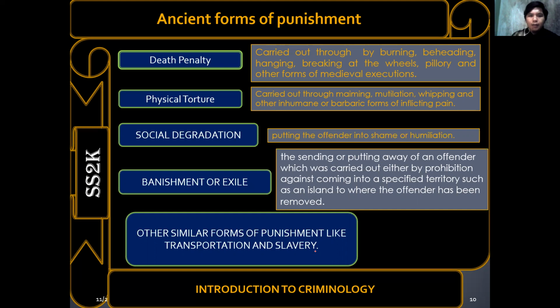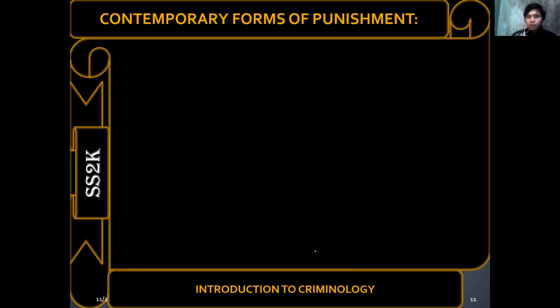They have also other forms of punishment like transportation o dadalhin sa ibang bansa or slavery. Yung nakakomit ng krimen ay magiging slave. Okay? So those are the early forms of punishment, ladies and gentlemen. Mga luma na klase ng pagpaparusa. So let us proceed doon naman sa contemporary forms of punishment. When you say contemporary, ito po yung mga modern forms of punishment na ito po ay ginagamit hanggang ngayon.